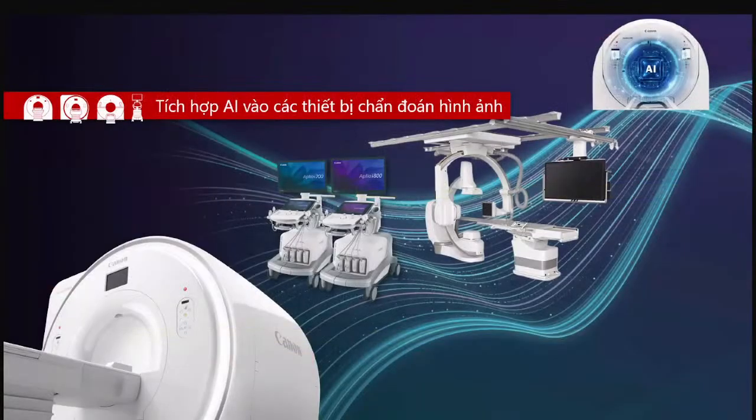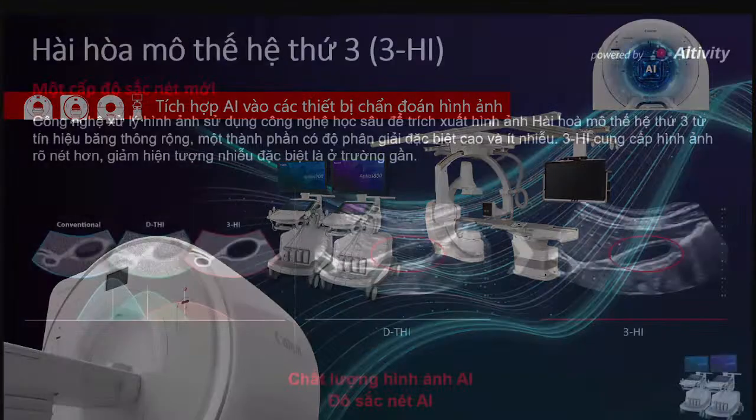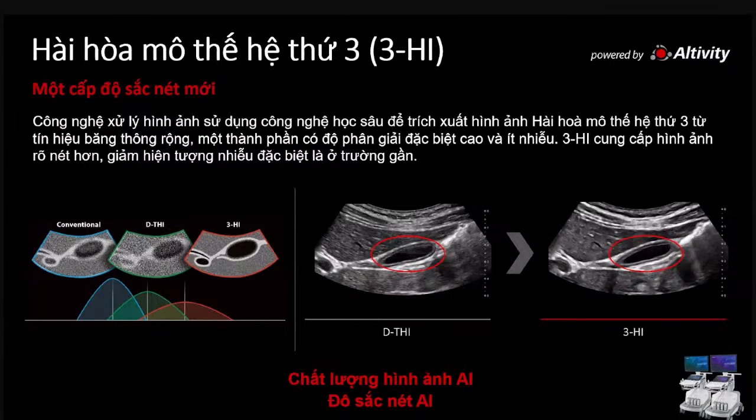So let's take a look at ultrasound. We are using a new level of sharpness with our AI algorithms. We call it the third harmonic imaging, or 3HI, where this AI process technology uses deep learning to extract the third harmonic imaging from a wideband signal, giving you a high resolution, low clutter image, able to give you more sharpness as well and clear image, especially in the near field.